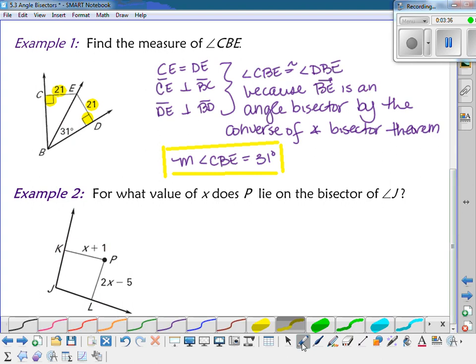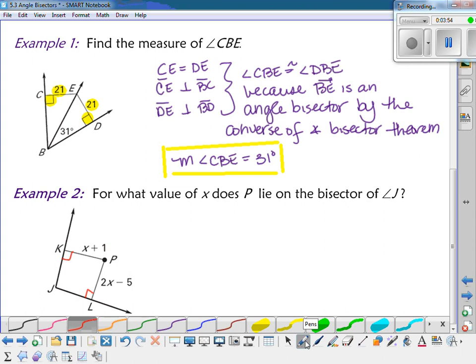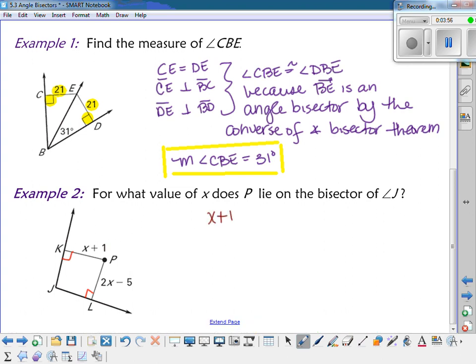This one's missing. These should be right angles here. Okay. All right. So for this figure, for what value of x does P lie on the bisector of angle J? Well, if it's going to lie on the bisector, it means it has to be equidistant. And so x plus 1 would have to equal 2x minus 5. And so then when you solve it, you just get that x equals 6.